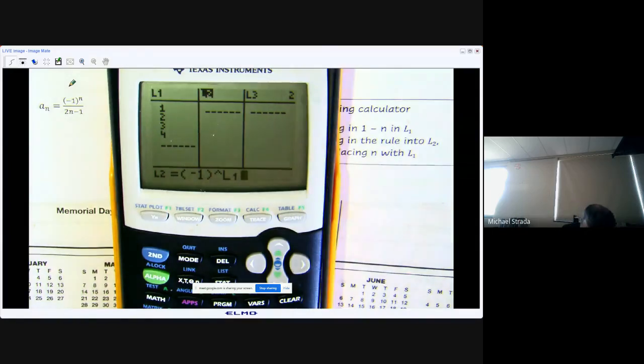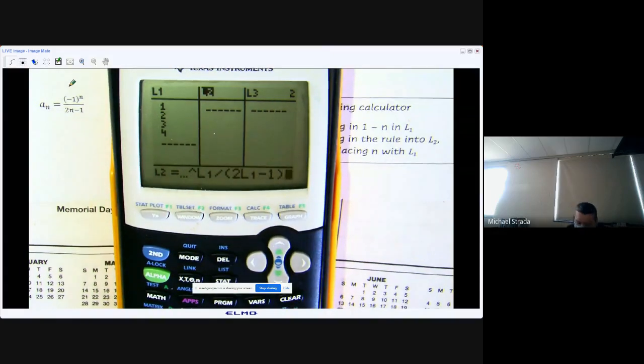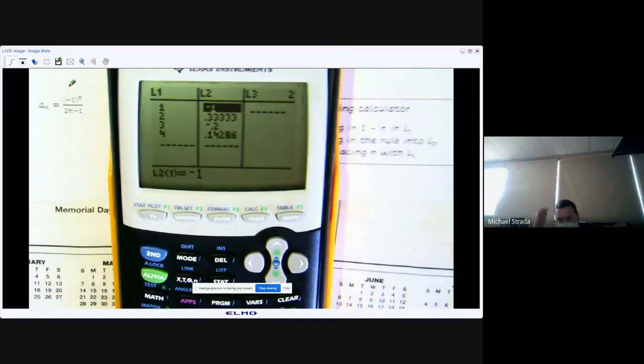All right, that's then being divided by, so you hit divided by. Whenever you have a rational expression, you take the denominator and put that in parentheses. 2, n again would be 1, so second 1, 2L1, -1. All right, so that's how you put it in. You then hit enter, and it will shoot out all the numbers for you.